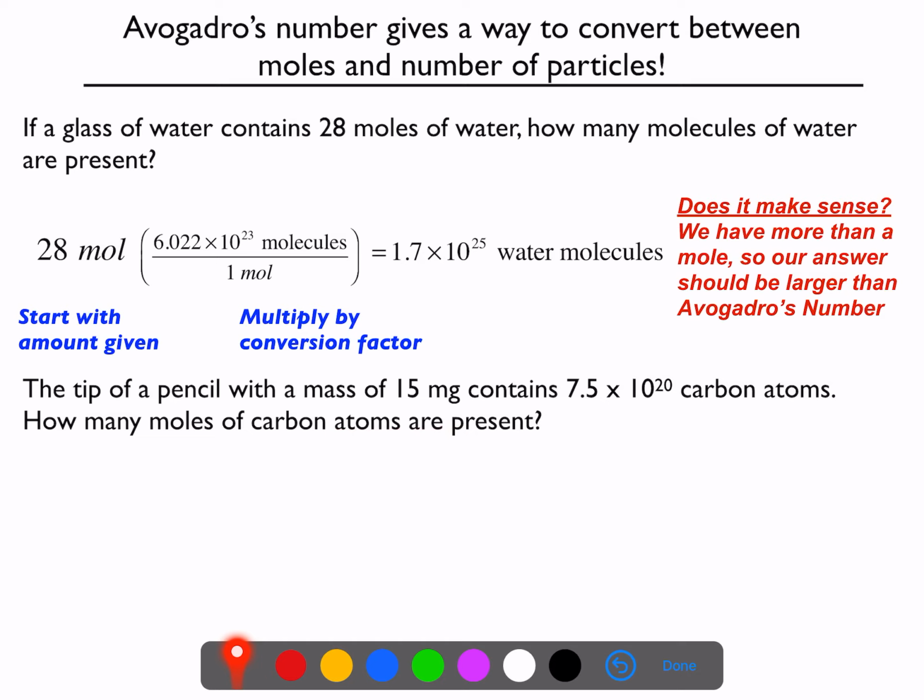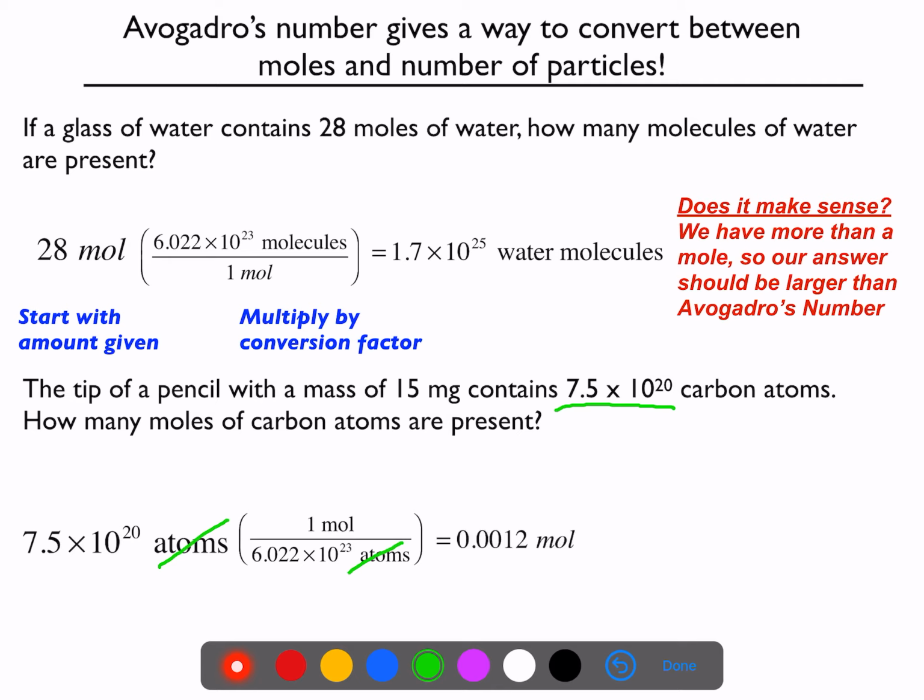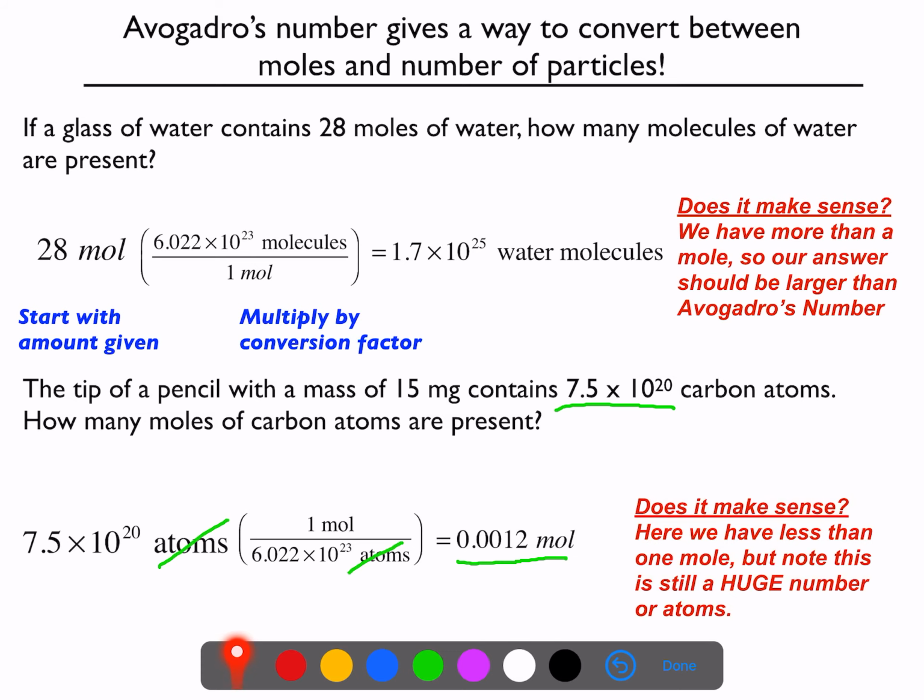So we're going to solve this in the same fashion. We're going to start with the number that's given, 7.5 times 10 to the 20th. And now we're going to use Avogadro's number as our conversion factor. But notice we want atoms to cross off, so I'm going to want atoms on the bottom. So now I'm going to divide by Avogadro's number. So 1 mole over 6.022 times 10 to the 23rd. That way my atoms get crossed off, and we're left with 0.0012 moles. Again, does this make sense? We started with less than 1 mole, and our answer is less than 1 mole.